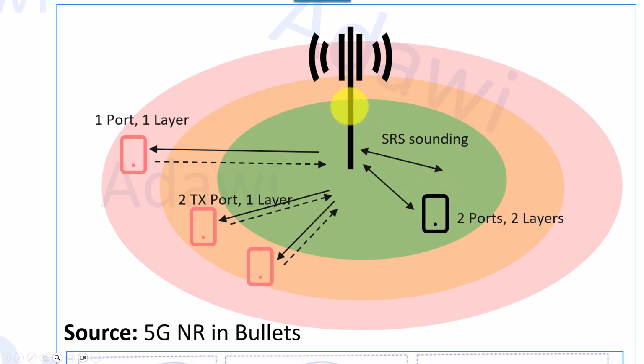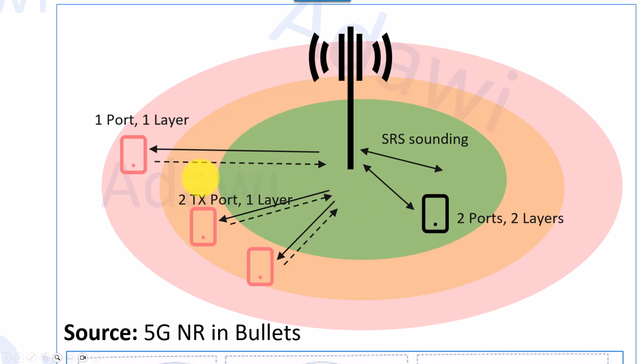So if the scheduler is able to identify how many ports and layers, for example, to be assigned here based on the radio condition, this can maximize the benefit. For example, in this particular case, the more the layers, the more it will maximize your throughput. For example, if you have 2 layers, you can even double the throughput compared to 1 layer.